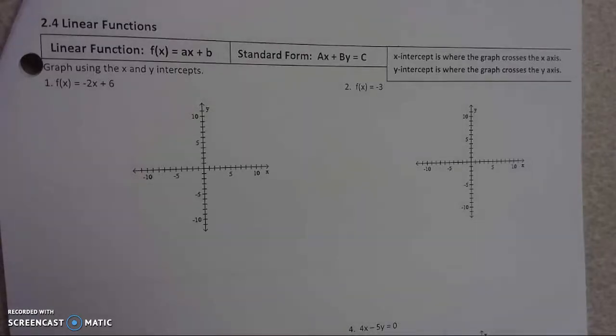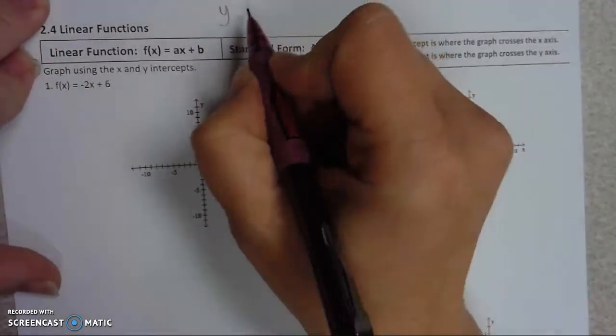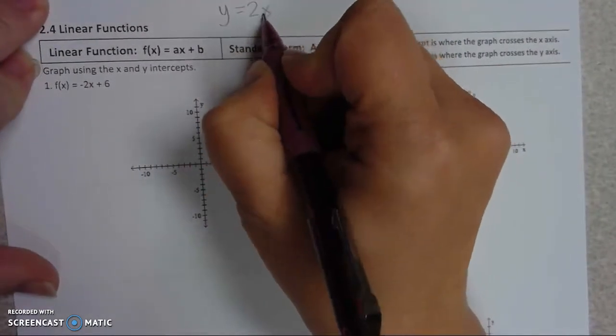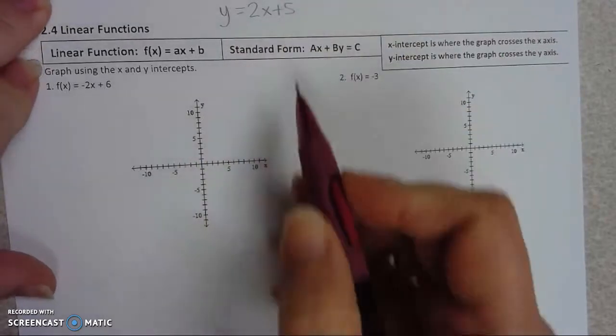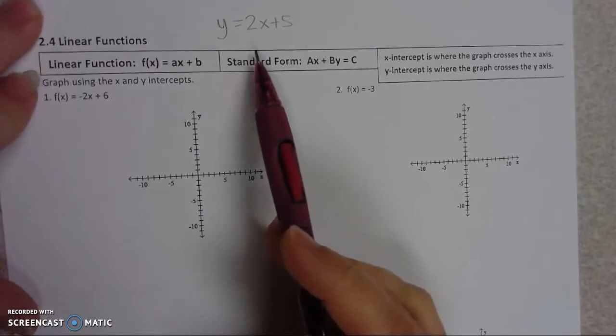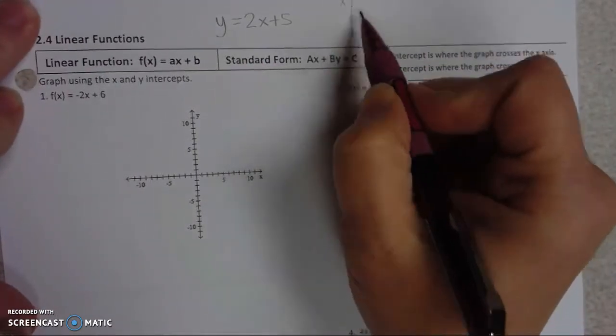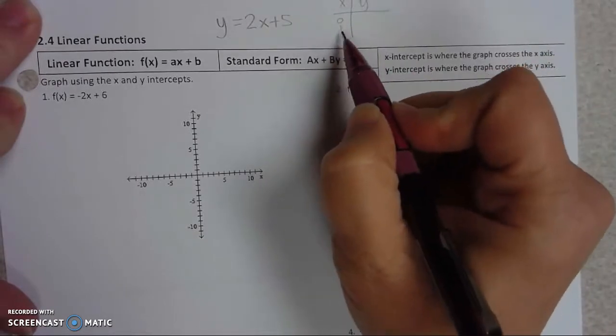This video is on section 2.4 and it's on linear functions. So we've already talked about linear equations, and remember back in section 2.1 we looked at an equation that maybe looks something like this: y equals 2x plus 5, and this is a linear equation. We found points for it. Remember, we made a table and we picked values for it.